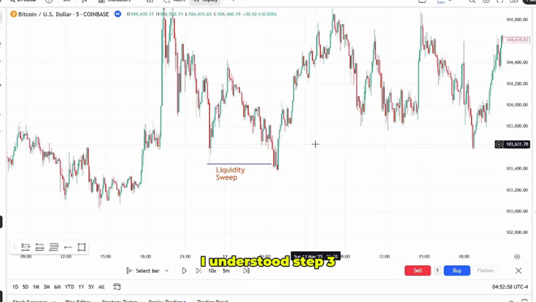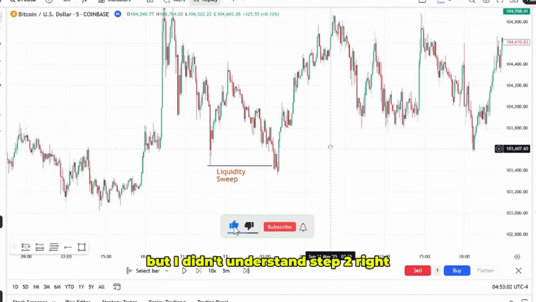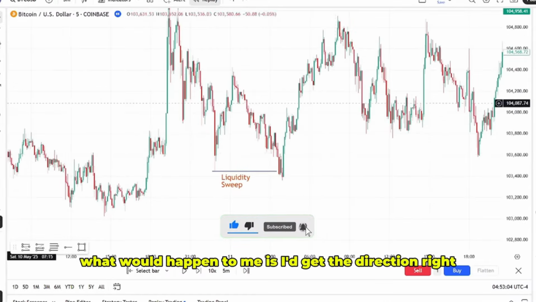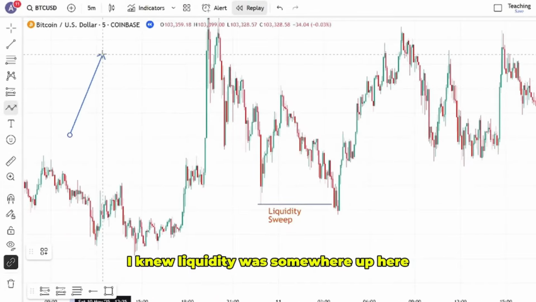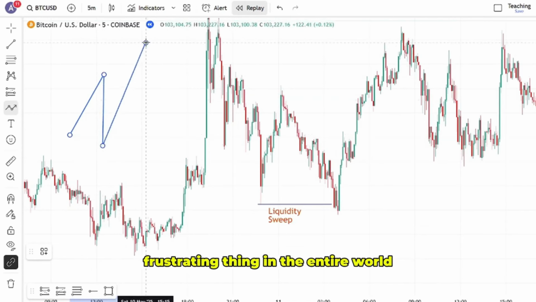I understood step 1. I understood step 3, which I'll tell you in literally a few seconds. But I didn't understand step 2. What would happen to me is I'd get the direction, I knew liquidity was somewhere up here. Price would come down, it would hit my stop loss and shoot right off. And it was the most annoying, frustrating thing in the entire world.